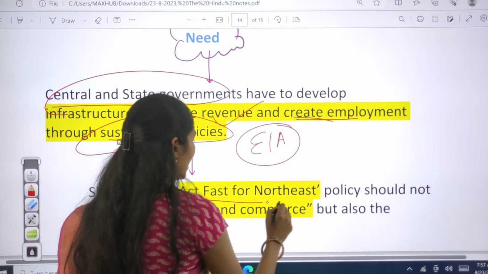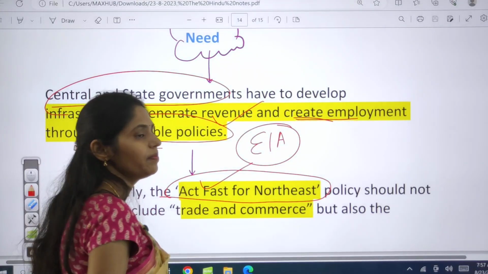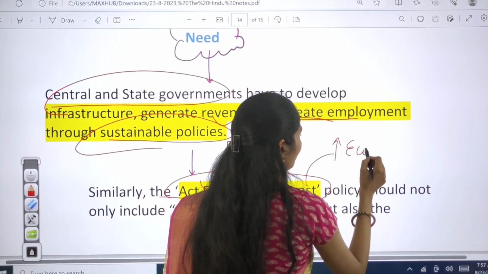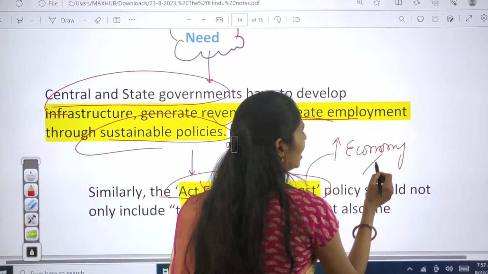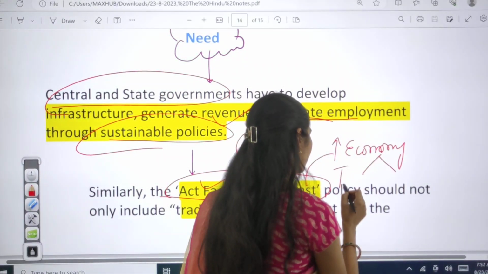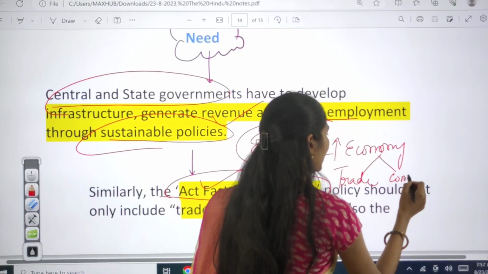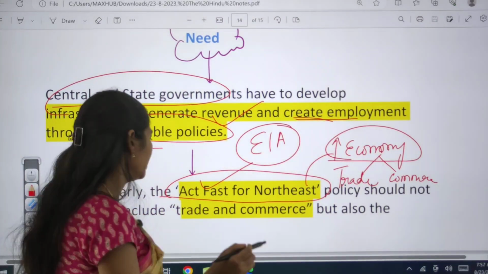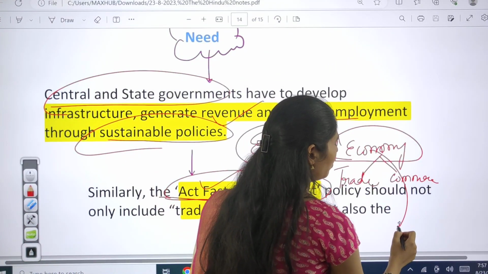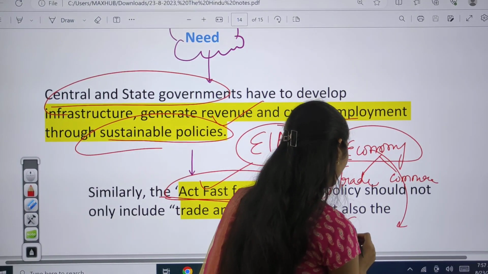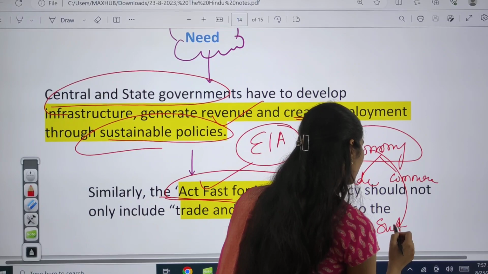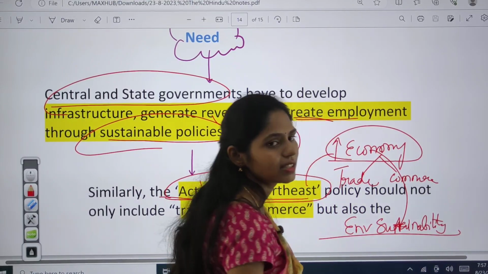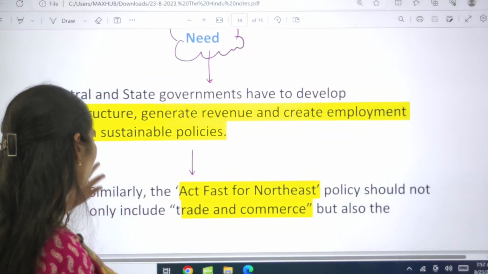And next one is, we have the Act Fast for Northeast Policy. In this policy, we are focusing on enhancing our economy, that too through trade and commerce. In the same way, in this Act Fast for Northeast Policy, we have to even focus on environment development. Our environment sustainability is also very much important. So we have to focus on environment sustainability. So this is the thing that you can focus on.